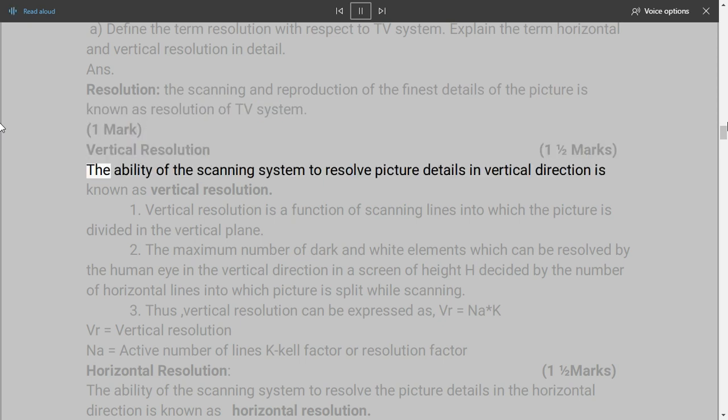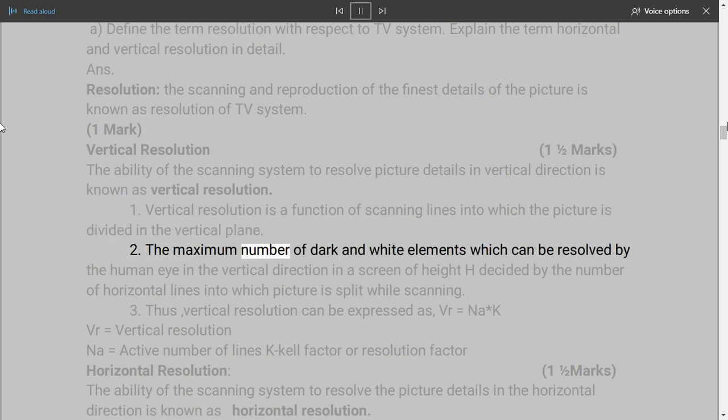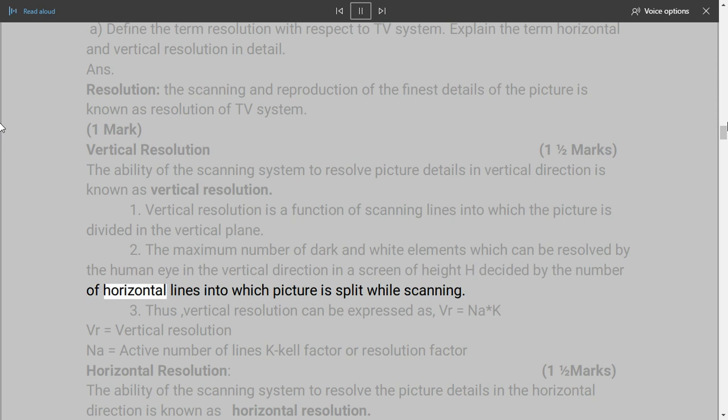The ability of the scanning system to resolve picture details in the vertical direction is known as vertical resolution. 1. Vertical resolution is a function of the scanning lines into which the picture is divided in the vertical plane. 2. The maximum number of dark and white elements which can be resolved by the human eye in the vertical direction, in a screen of height h, is decided by the number of horizontal lines into which the picture is split while scanning. 3. Thus, vertical resolution can be expressed as VR equals Nr times K. VR equals vertical resolution, Nr equals active number of lines, K equals Kell factor, or resolution factor.